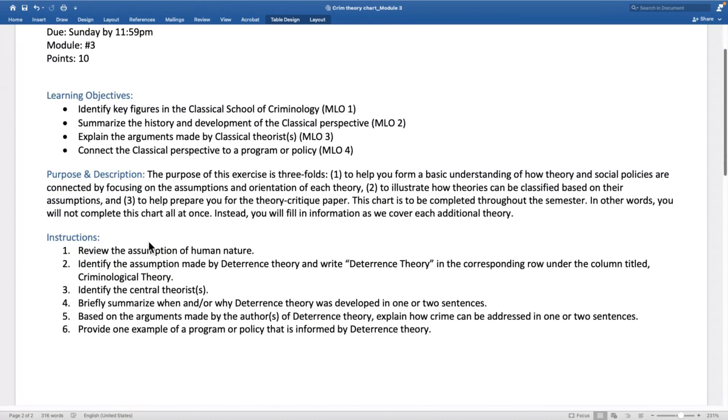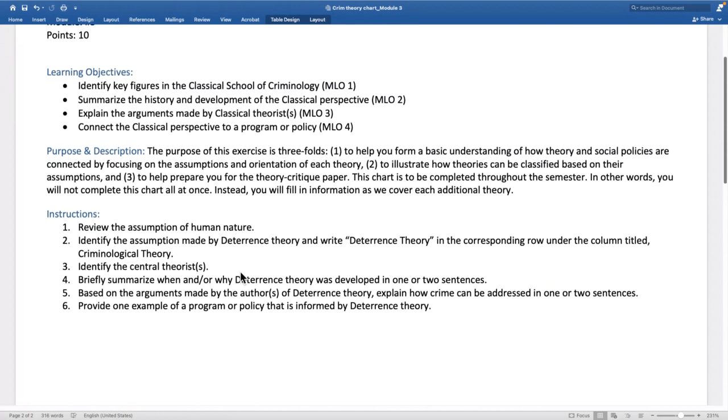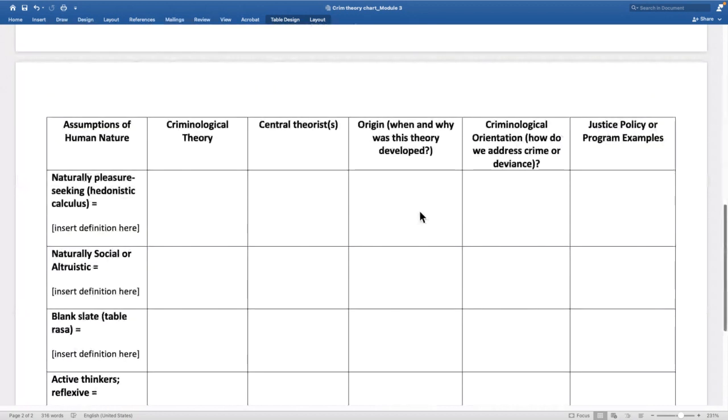For this week, you will need to review the assumption of human nature, and in doing so, identify which assumption is being made by this theory. You're also going to need to identify the central theorist, briefly summarize when or why the deterrence theory was developed, and then based on the arguments made by deterrence theory, explain how we can address crime. And finally, provide an example of a program or policy that is consistent with this theory. So let's go ahead and scroll down to the actual chart.